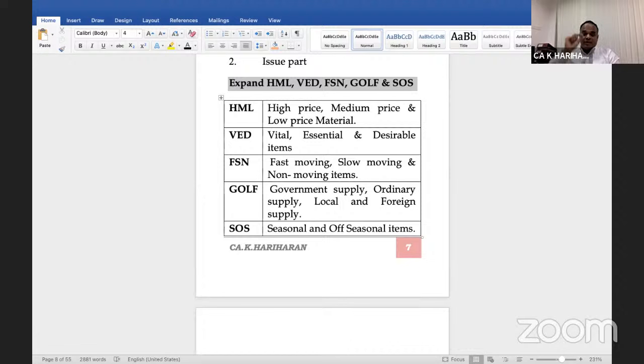Now, with respect to fast moving, slow moving, non-moving stock, we have to identify the inventory turnover ratio. What is the formula for inventory turnover ratio? We need raw material consumption data and the average stock of raw material. Average stock is very easy: opening stock of raw material plus closing stock of raw material divided by 2 is equal to average stock.